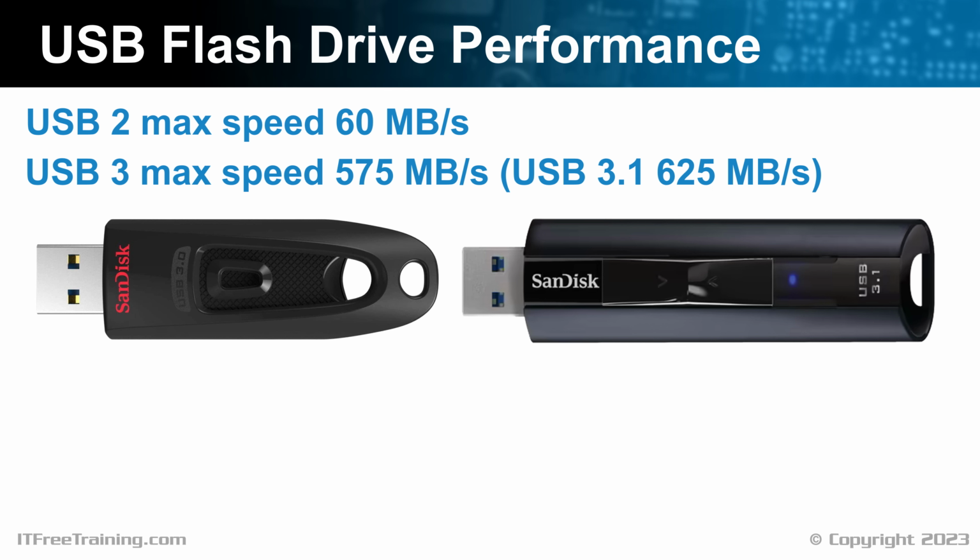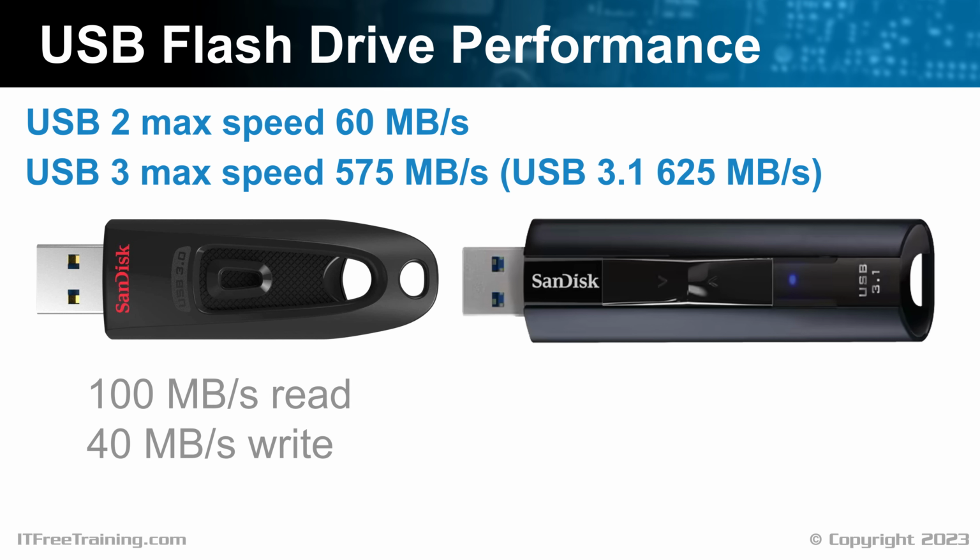I've selected two USB flash drives currently on the market. The first one has a read speed of 100 megabytes per second and a write speed of 40 megabytes per second. When purchasing a USB flash drive, the manufacturer, if they quote the speed, will often quote the read speed, but not the write speed. The write speed is always slower than the read speed, and thus probably the reason they're not always upfront about what it is.